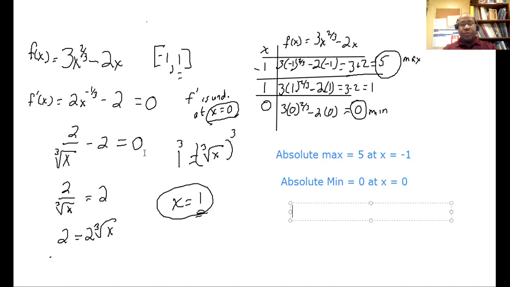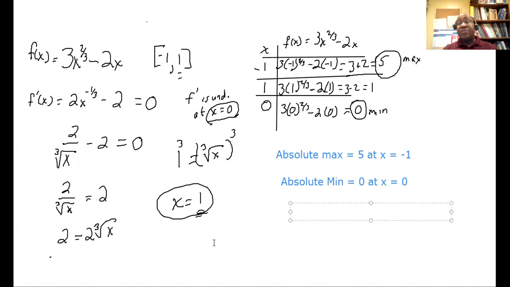There are going to be points to look out for where the derivative is undefined, and those are also going to be critical points as well. All right, so once you do that, you should be fine.